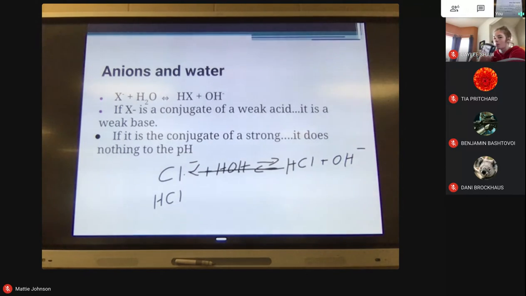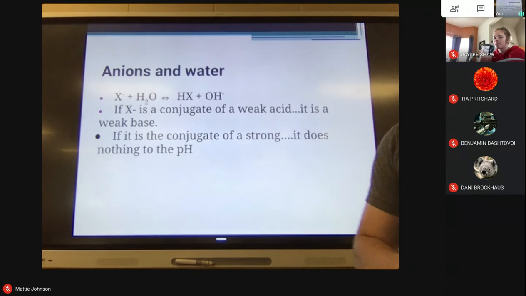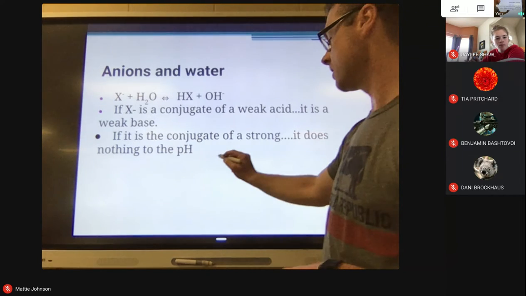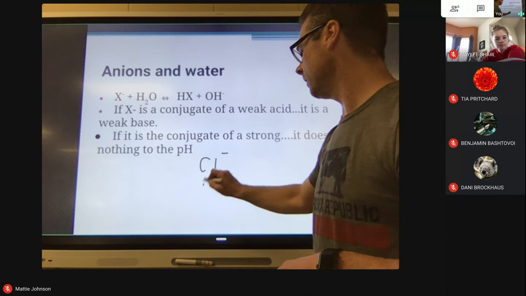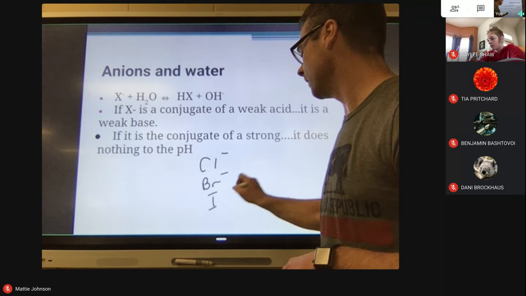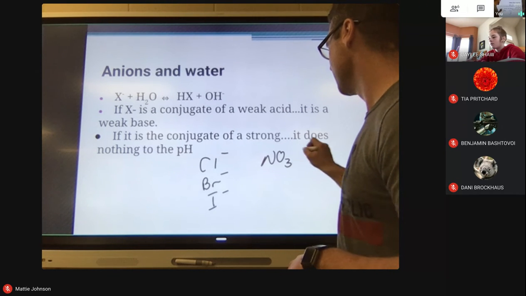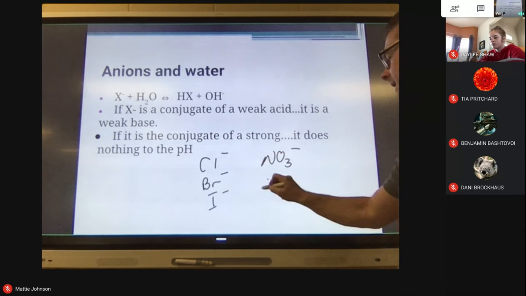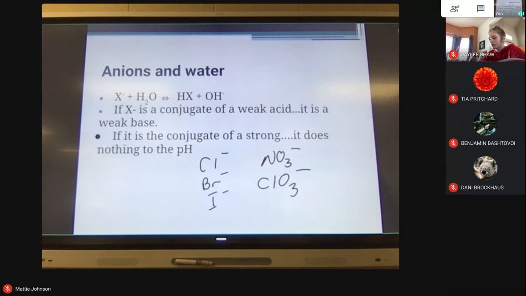So key for you guys, if it's a conjugate of a strong acid, it's not going to do anything to pH. So here are some examples of things that would not do anything to the pH. Cl- wouldn't, Br- wouldn't, I- won't. NO3-, which is nitric acid's conjugate, it won't do anything. H2SO4, we can't mess with that because that's got a little exception there. Okay, so those are kind of the main ones. If you see those ions, they don't do anything to the pH.